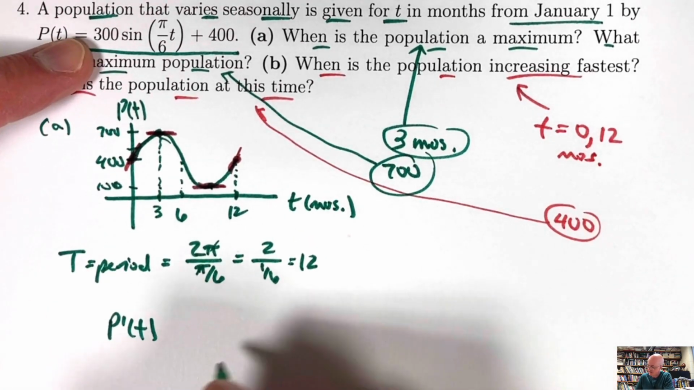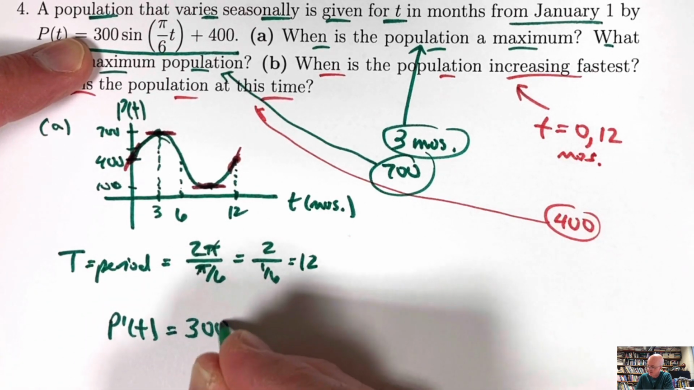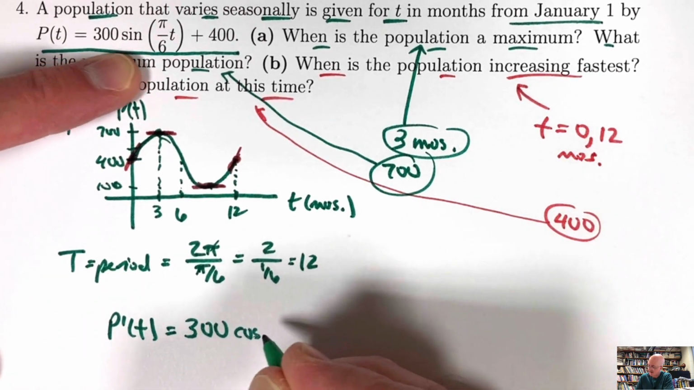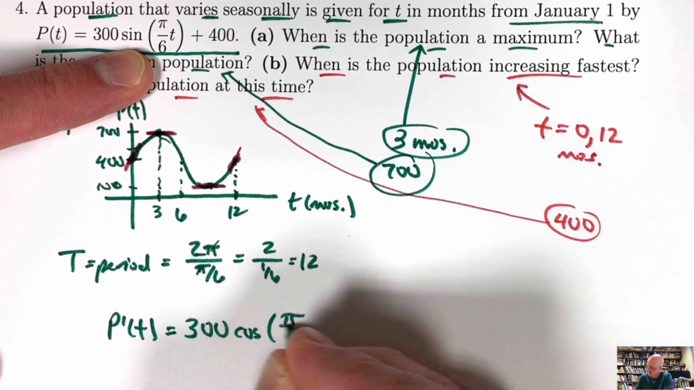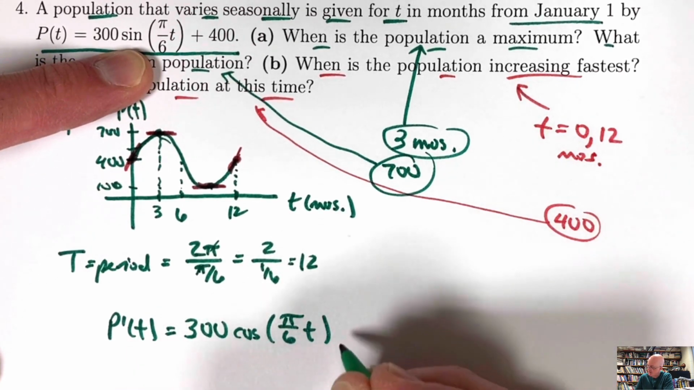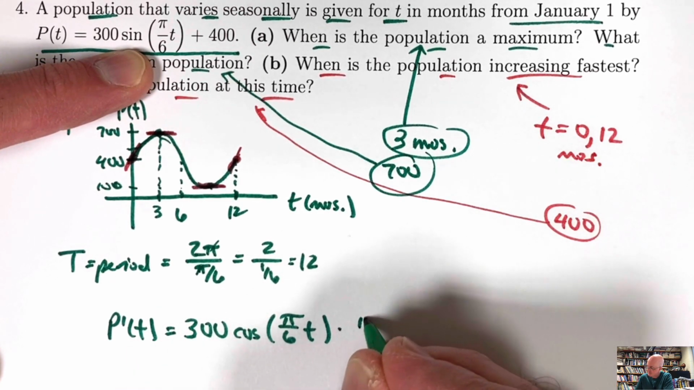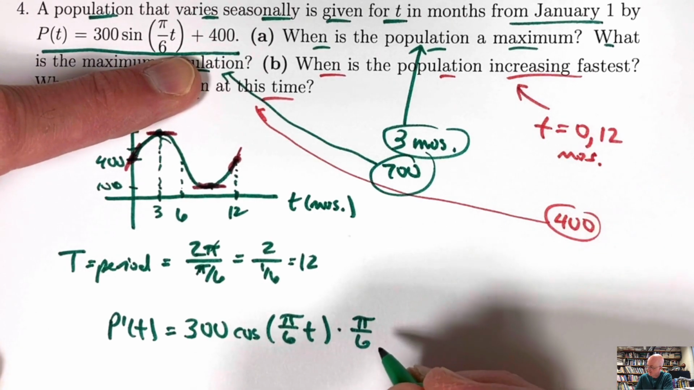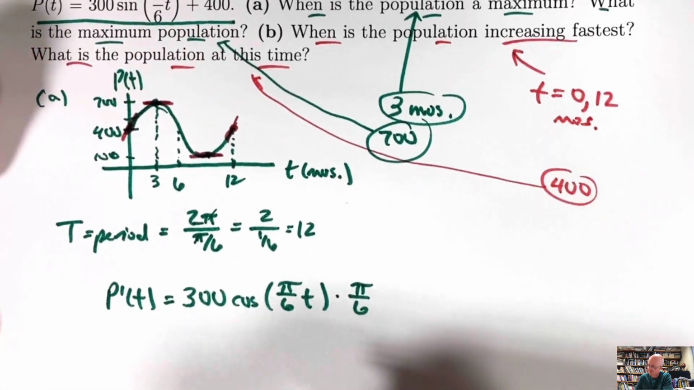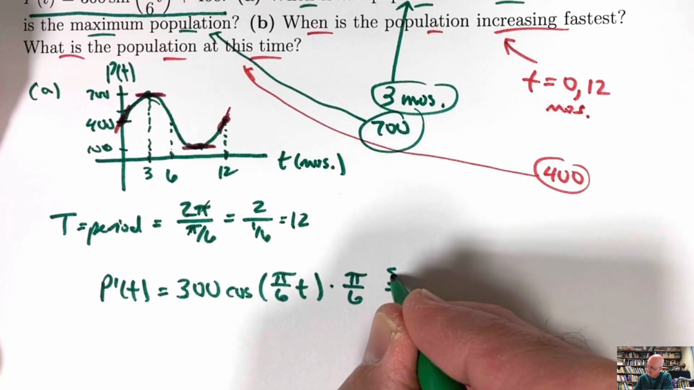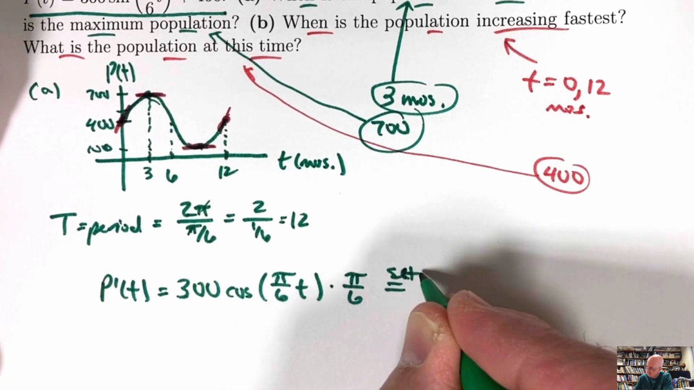Differentiate this. The 300 is a constant multiple. It gets carried along. The derivative of sine is cosine. I have to use the chain rule. I plug in the inside function, and then I multiply times the derivative of that inside function, which is pi over 6. The derivative of 400 is 0. There's the derivative. Set this equal to 0 and solve for t.